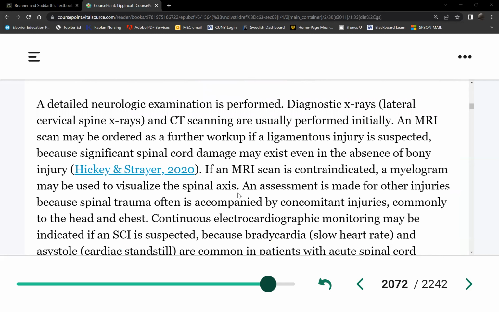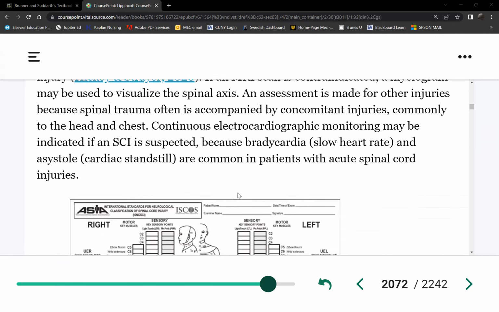For diagnostic purposes, it'll be the same as with head injuries and stroke. So it'll be a CT or an MRI of the spine.